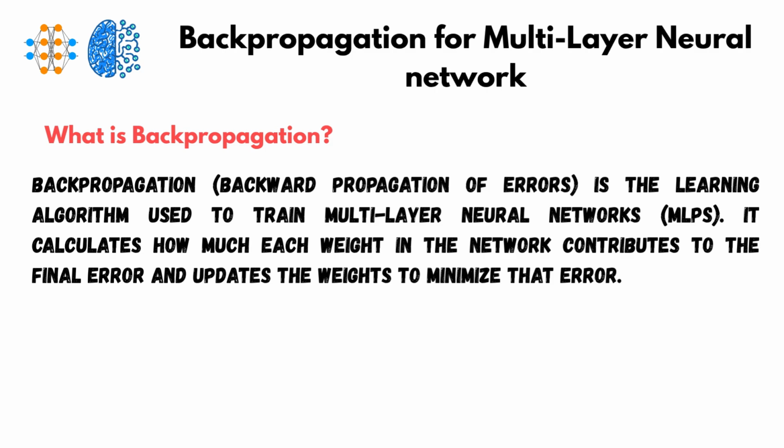The answer lies in the powerful learning algorithm called backpropagation. Backpropagation, which stands for backward propagation of errors, is the fundamental algorithm used to train multi-layer neural networks. The basic idea is simple. First, the network makes a prediction, then it measures the error between the predicted output and the actual output. Finally, it sends this error backwards through the network and updates the weights in a way that reduces the error. By repeating the process over many training examples, the network gradually learns the correct patterns from the data.